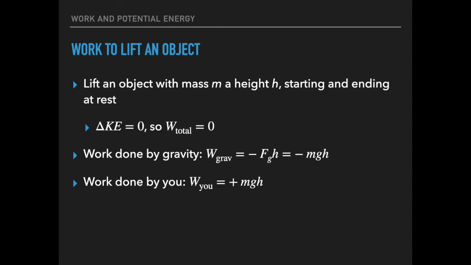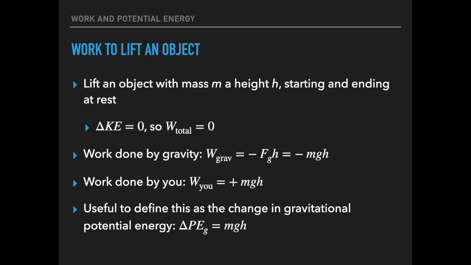Now, it's often useful to define this as a potential energy. So this is the work that you do, and rather than changing the kinetic energy of the object, it changes a new concept that we call the potential energy. In general, we can say that the change in gravitational potential energy, which we've written there as PE sub g, is equal to the mass of the object times the acceleration due to gravity times the change in height of the object.